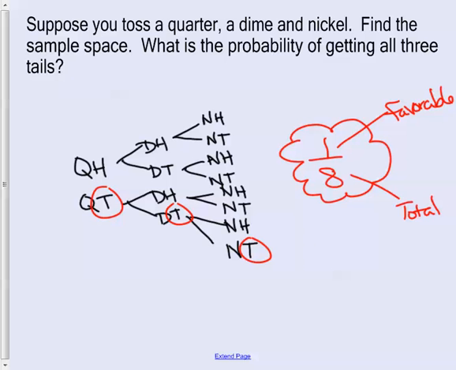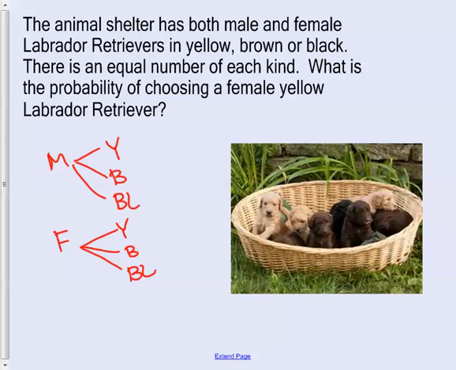over the total outcomes. If we look at this one, an animal shelter has both male and female puppies. So we've got a male and a female. They come in yellow, brown, or black. We call these golden, right, sometimes. So yellow, brown, or black. If we look here, we have 6 total options. So out of 6, what is the probability of choosing a female that is yellow? So we're looking for female and yellow, so 1 out of 6.